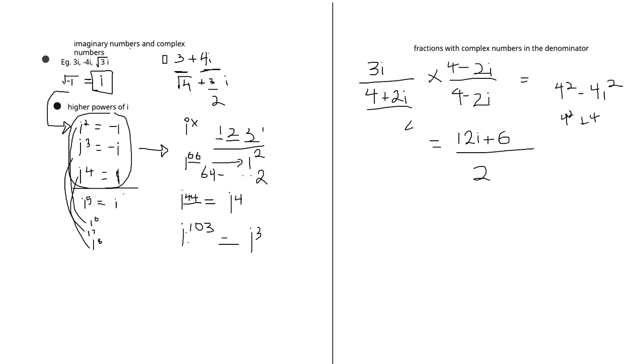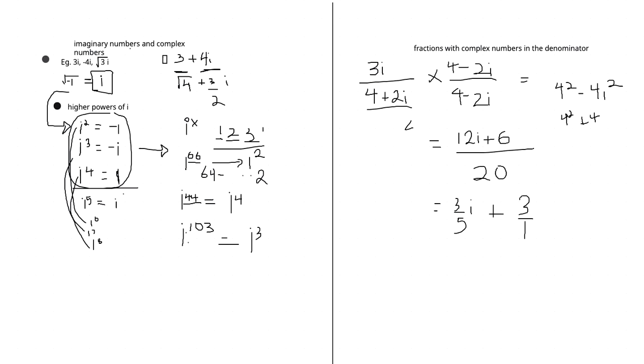Now you can separate them. So you have 12i over 20. Simplify 12i over 20. Let's use 4. 4 here, 3. 4 here, 5. So 3 over 5i, plus your 6 over 20. 2 goes here, 3, 2 goes here, 10. So 3 over 10. So this would be your final answer.